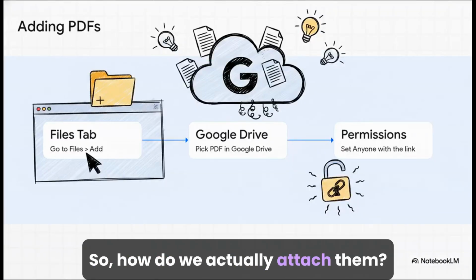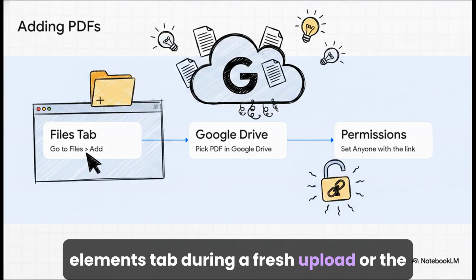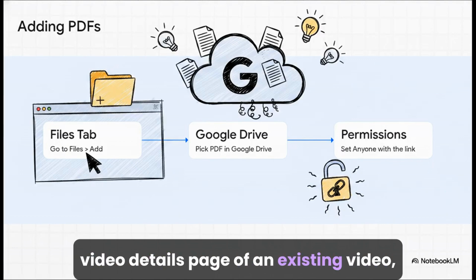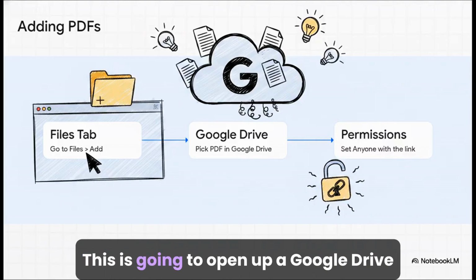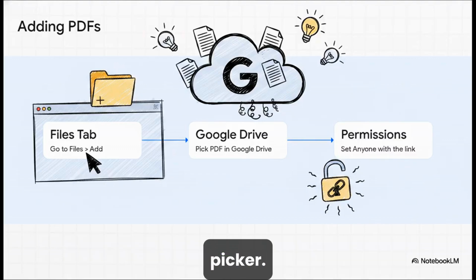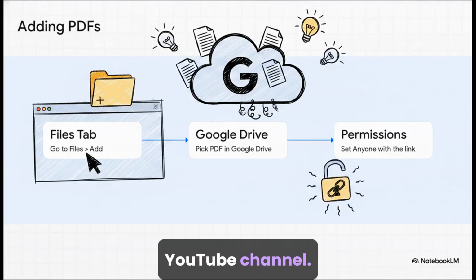So how do we actually attach them? Well, whether you're in the Video Elements tab during a fresh upload, or the video details page of an existing video, just look for the Files section and click Add. This is going to open up a Google Drive picker. Your PDFs must be stored in the Google Drive account that's linked to your YouTube channel.